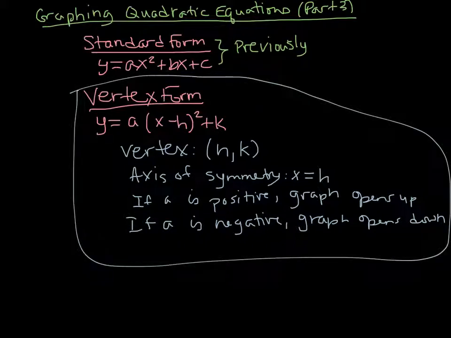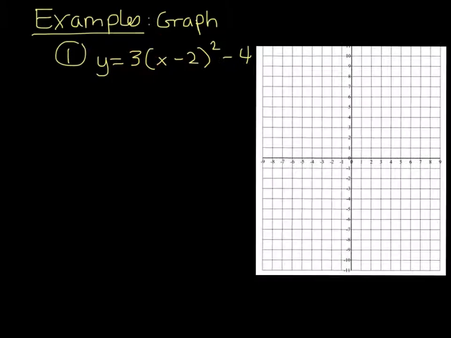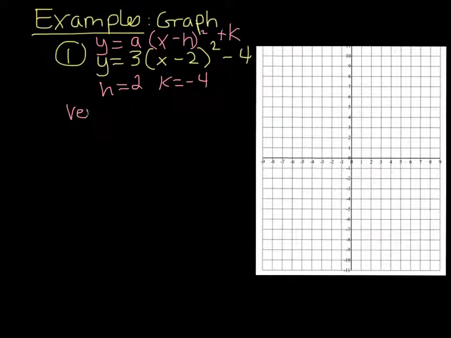And I'm going to go ahead and do an example. For this example, we are going to graph. And the first thing that you have to do is you need to figure out what are your h and your k. So remember, the original form was y equals a times (x minus h) squared plus k. So my h in this case is going to be the number being subtracted from the x, which is 2. My k is going to be negative 4.